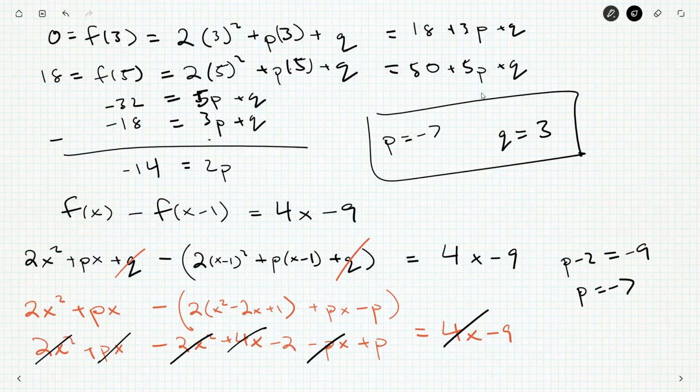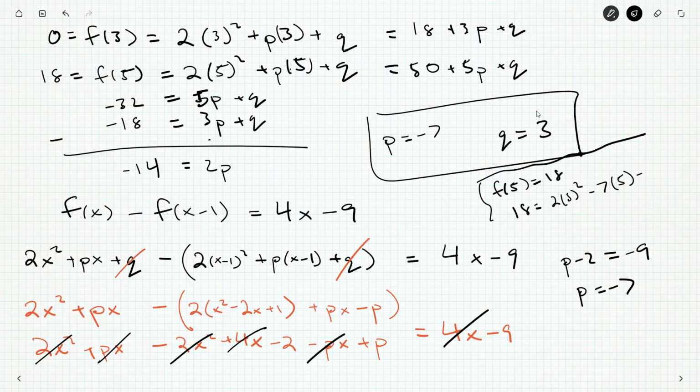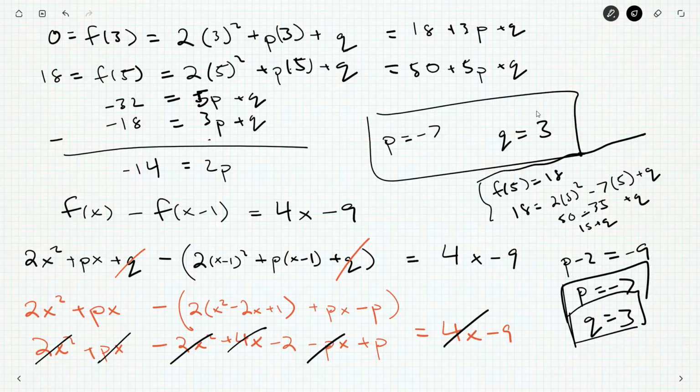Okay. Well, where do we go from there? Because the q's canceled each other out. Well, don't forget, we were given a very special piece of information. And that is, I don't want to skip over to the next page, so we'll just quickly write it here. We know f of 5 is equal to 18. And now we know p is negative 7. So we know 18 is 2 times 5 squared, minus 7 times 5 plus q. Well, that's 50 minus 35 plus q. That's 15 plus q. We get q is equal to 3. And there we go. So we got the same result two different ways.